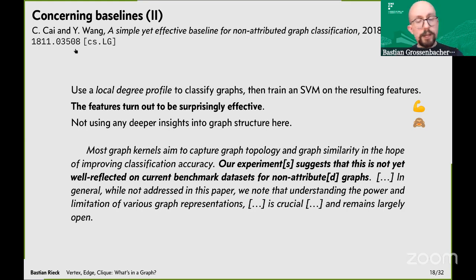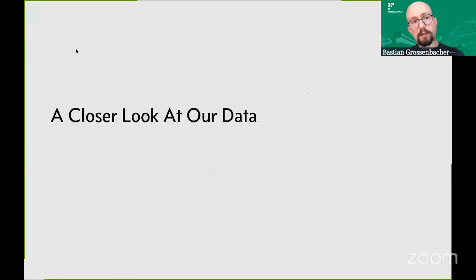And indeed, Chen and Yusu wrote this very diplomatically again. They said, well, most graph kernels aim to capture graph topology and graph similarity in the hope of improving classification accuracy. But our experiments suggest that this is not yet well reflected on current benchmark datasets for non-attributed graphs. In general, while not addressed in this paper, we note that understanding the power and limitation of various graph representations is crucial and remains largely open. Indeed, that was back then. We've learned a thing or two in the meantime, but let's circle back to that.